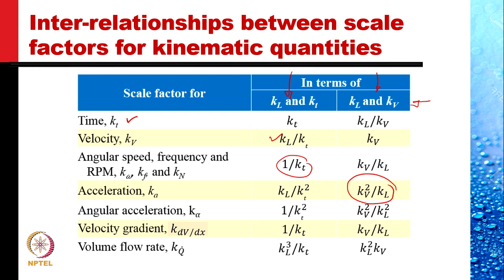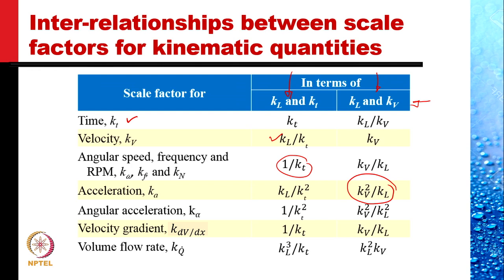Volume flow rate, Kq dot, is like scale factor of volume, which is Kl cubed divided by scale factor of time. So Kl cubed by Kt, or it can be used as area of cross section times the velocity. So scale factor of area is Kl square and that of velocity is Kv. You do not need to remember these because they can be obtained in no time whenever you require them.